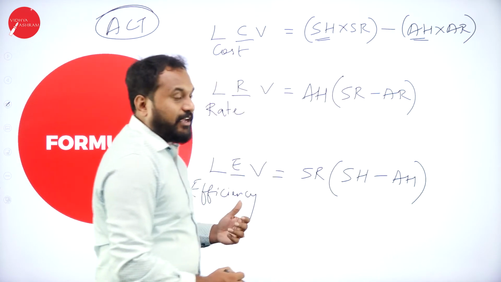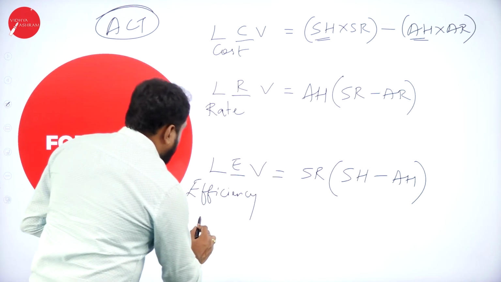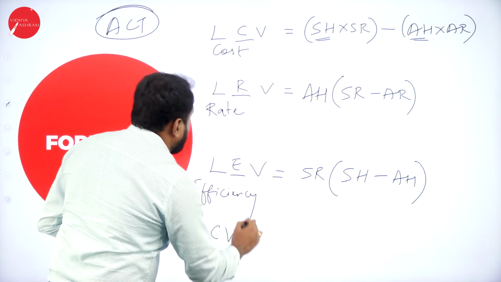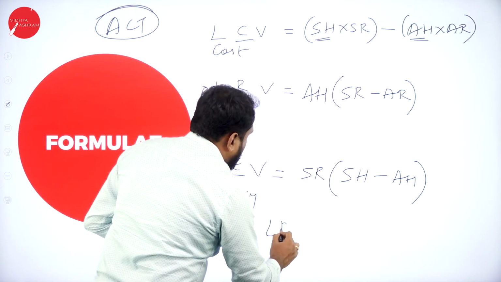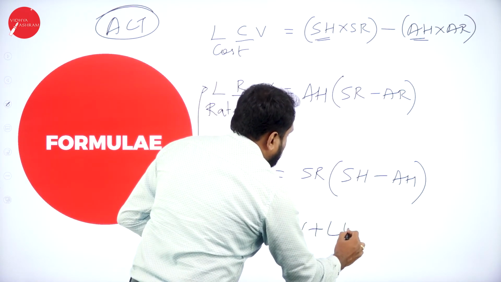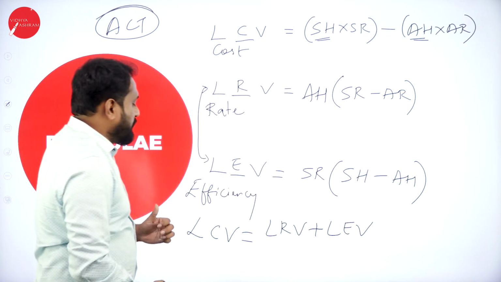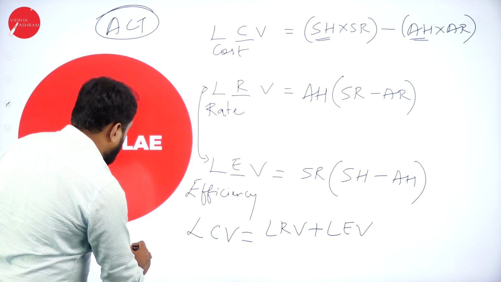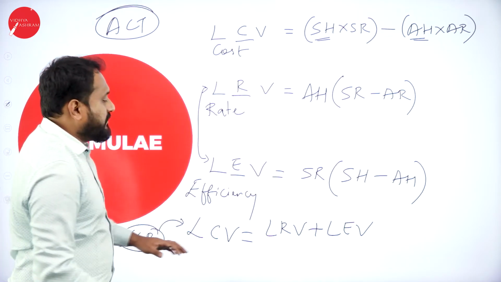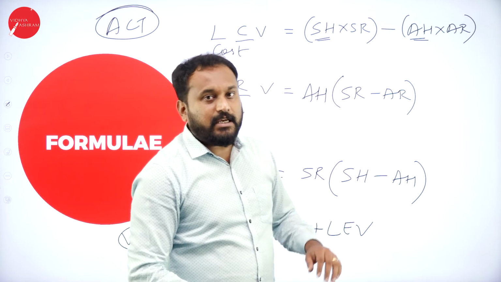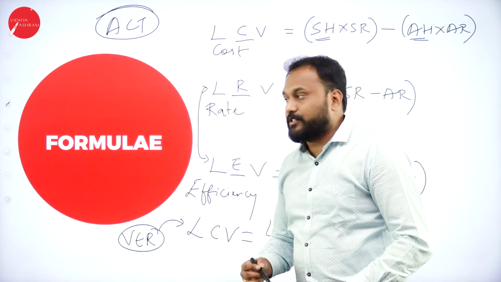Now how to go with verification is very simple. LCV is equal to adding these two, that is LRV plus LEV. This is the verification which you are supposed to do. LCV is equal to LRV plus LEV.